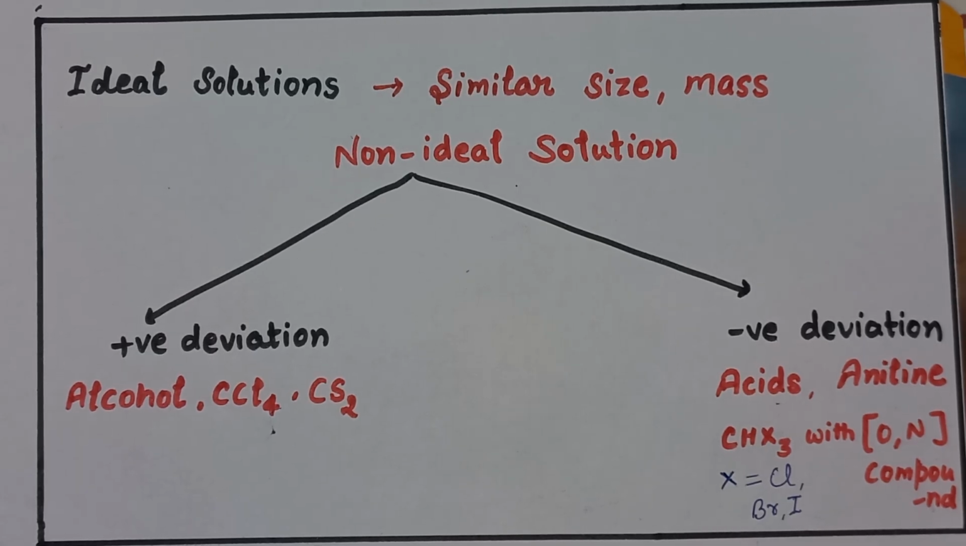And in case of negative deviation, it may be an acid, may be aniline, or it may be chloroform, bromoform, iodoform in combination with a compound that contain the oxygen and the nitrogen atom. And for the ideal solution there is a very little differences. The components are nearly similar, they just differ only by the halogen or by the smaller units, so they have just similar size and similar mass.